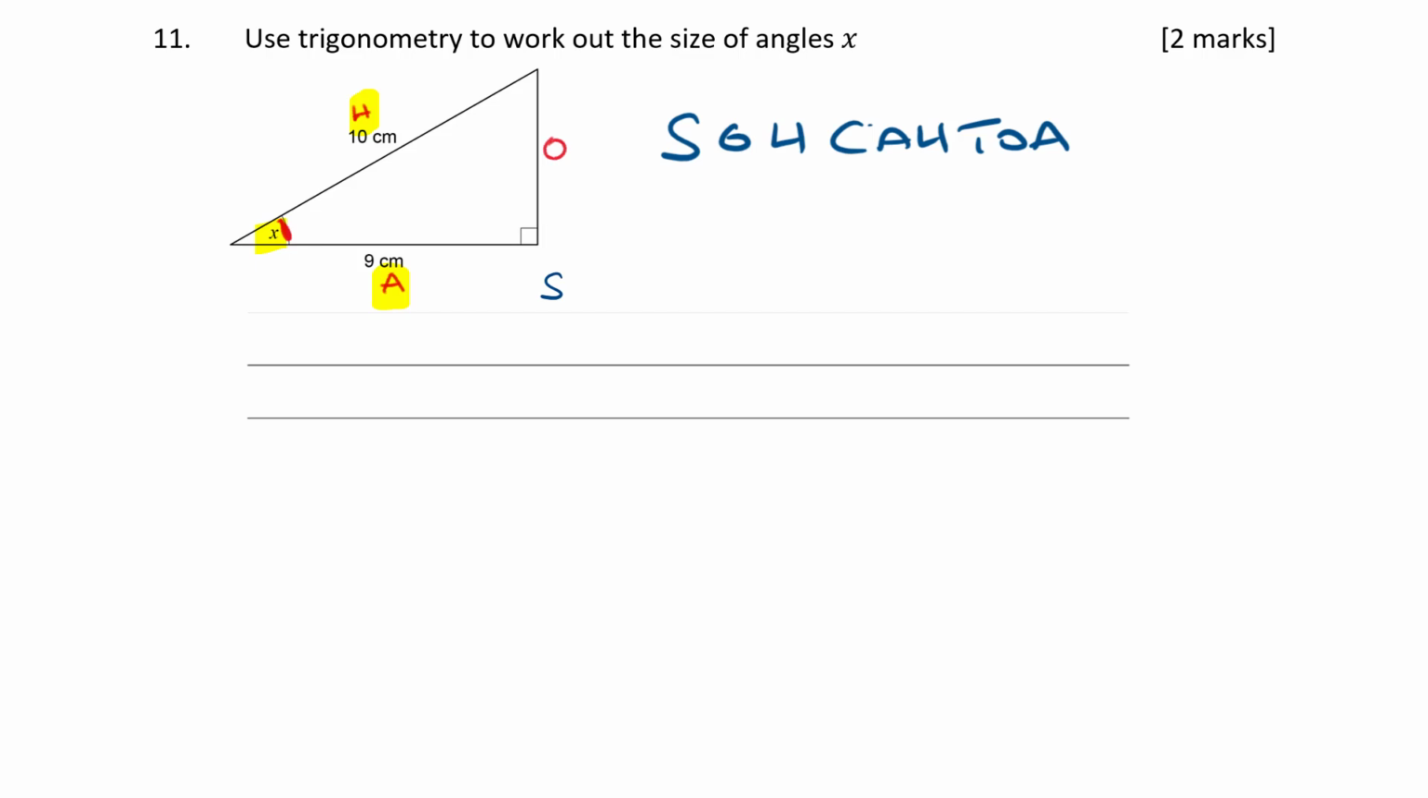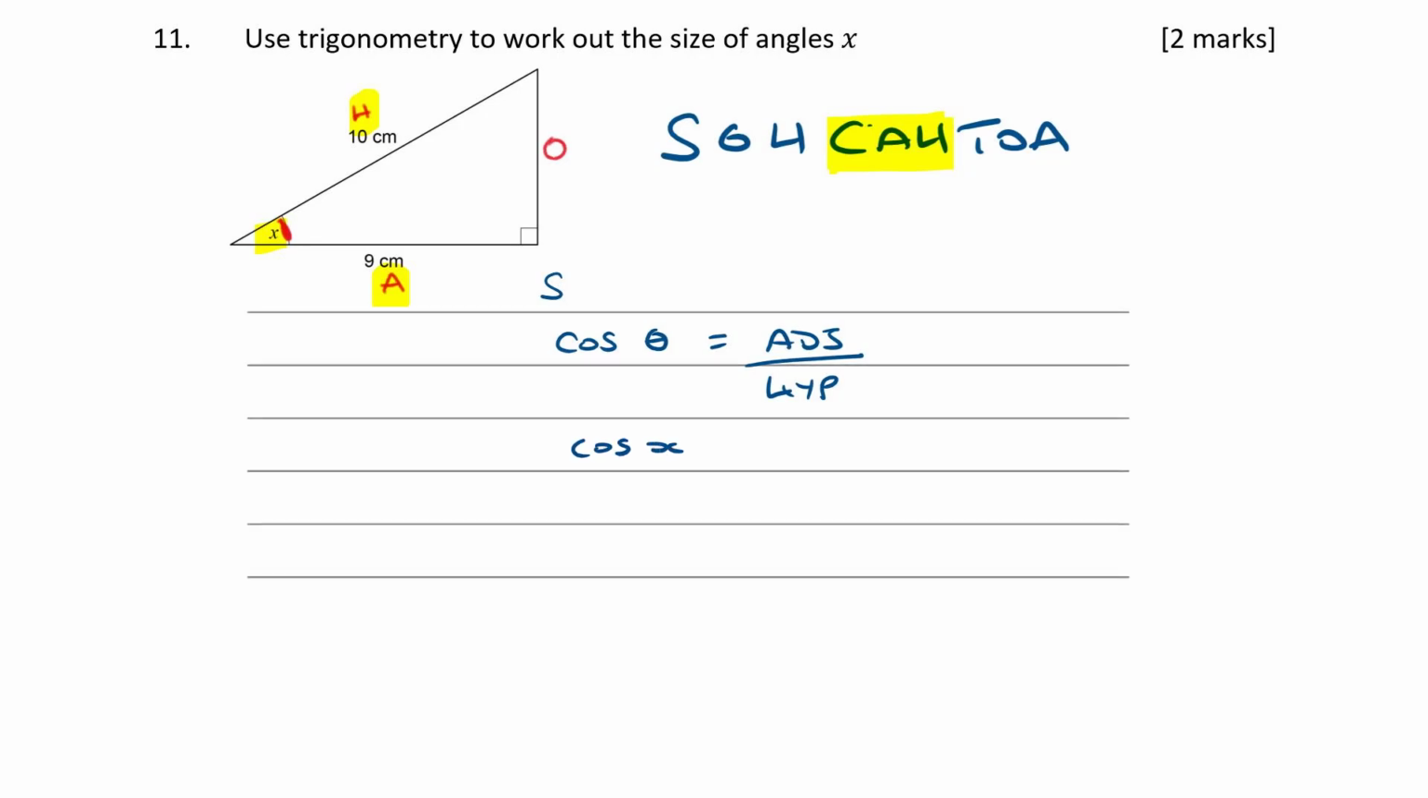So the ratio that includes the adjacent and the hypotenuse is that one there. Cosine. So let's write that out fully then. The cosine of an angle is equal to the adjacent divided by the hypotenuse. Okay, that's the full ratio that we need to use. So then let's sub in what we know.